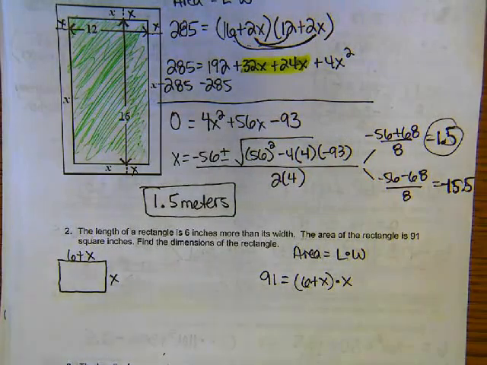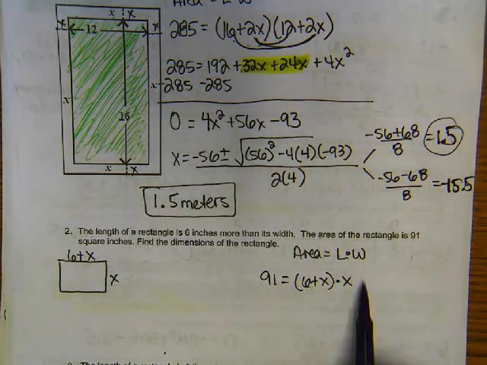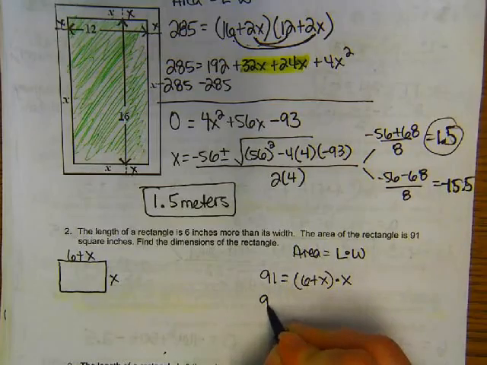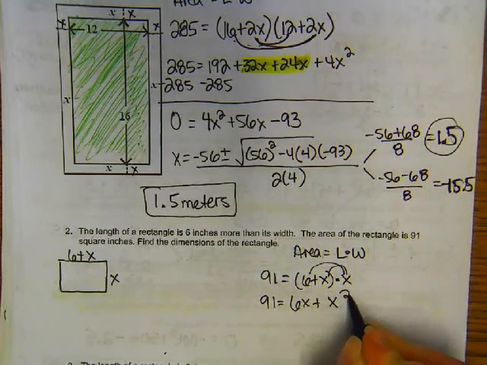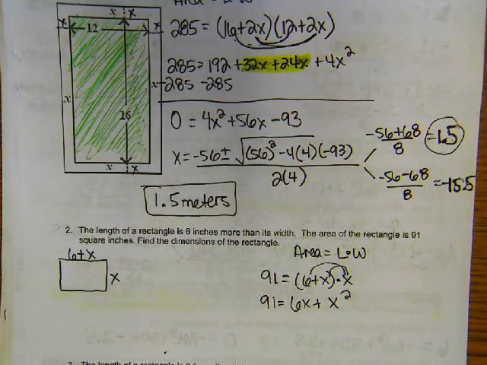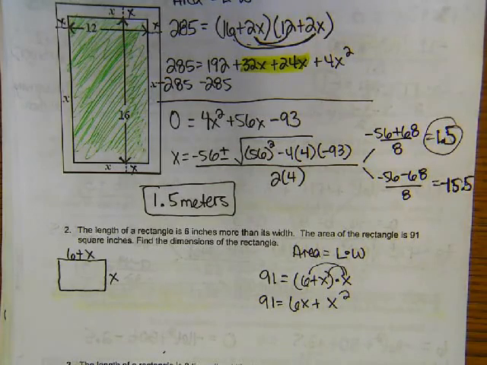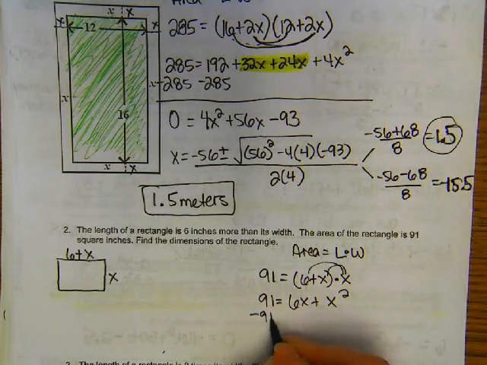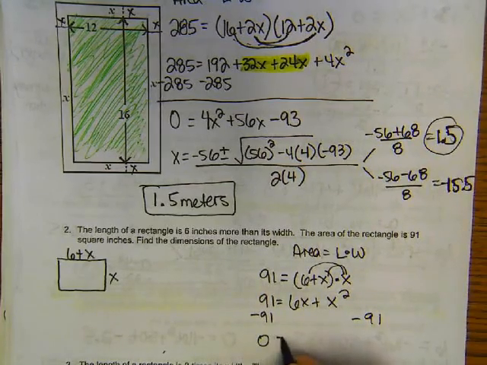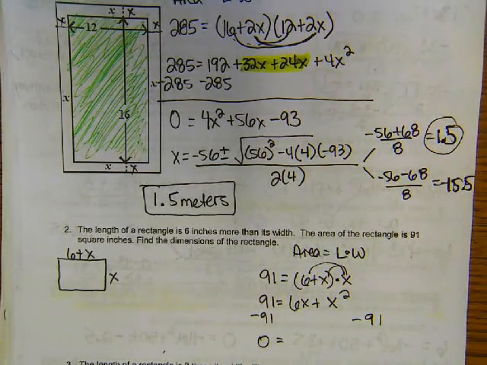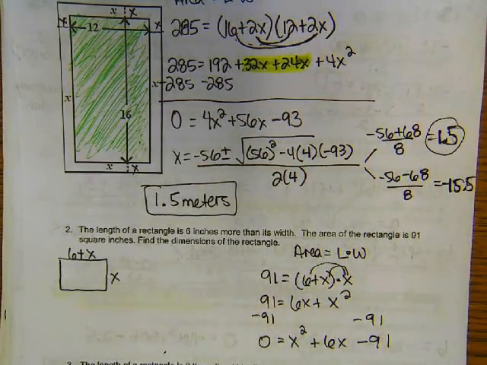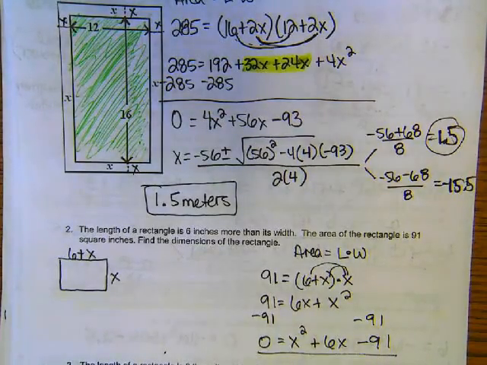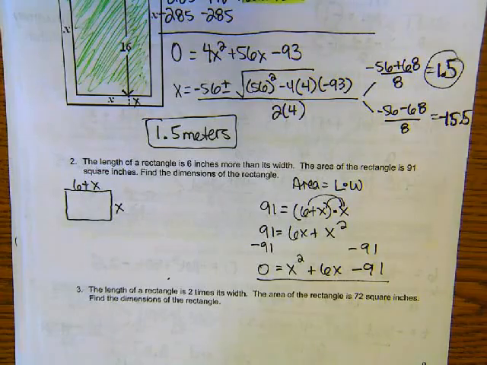Okay. So, let's do this. 91 equals, I'm going to distribute, 6x plus x squared. What should I do now? Subtract 91 from both sides. So I'm going to rearrange to an order that makes sense for the quadratic formula. x squared plus 6x minus 91. All right. I'm going to let you do the work. Would you put it in the quadratic formula, please, for me, and tell me what you get?